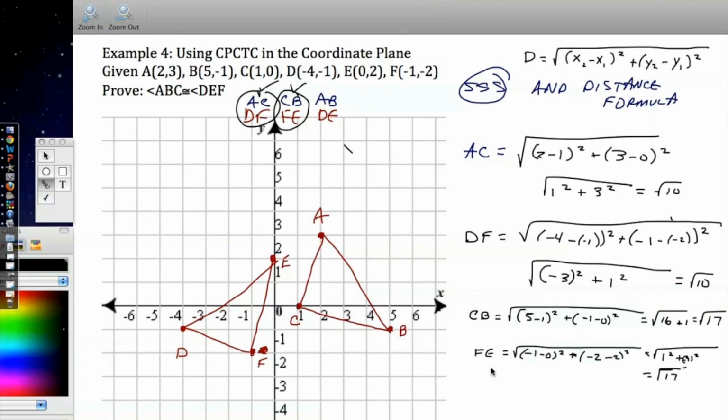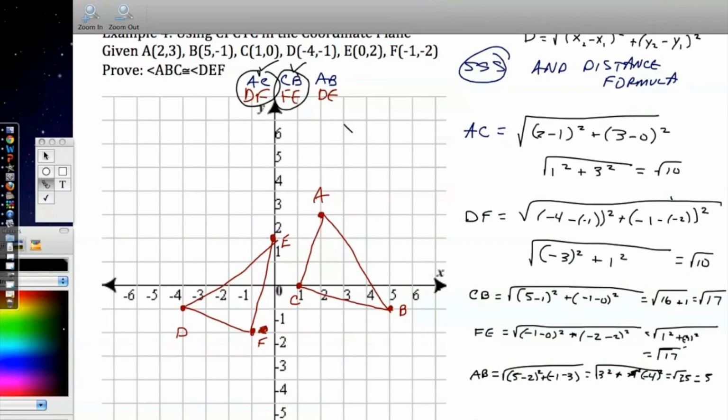I'm going to have to write really small for this one. AB is equal to the square root of 5 minus 2. And guys, I'm just picking an easy way to do this. I'm doing 5 minus 2 because it's easy for me. And then negative 1 minus 3, which is going to give us 3 squared plus negative 4 squared. So it's going to be square root of 25 equals 5.